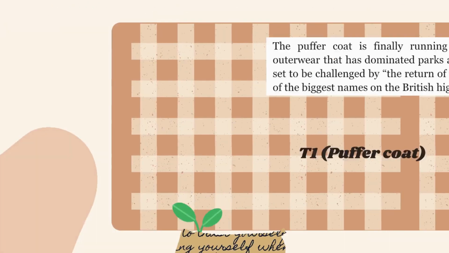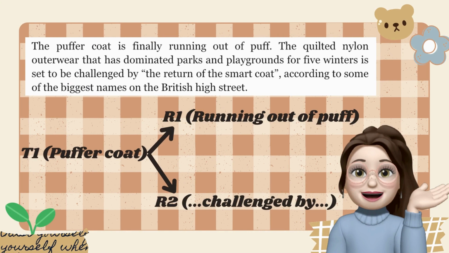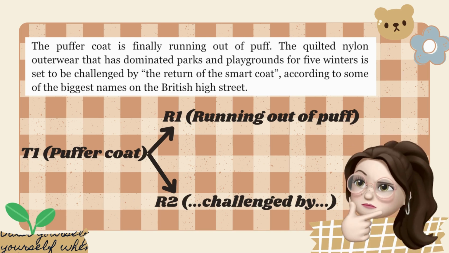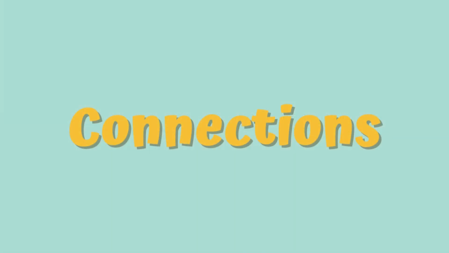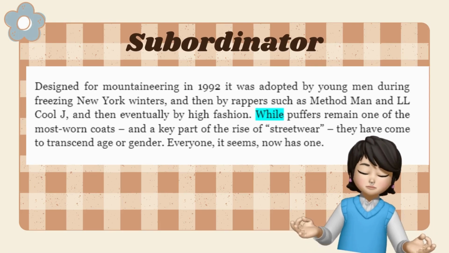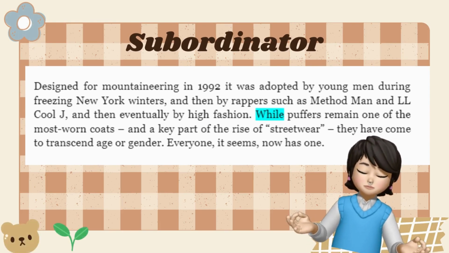new information. For example, in the first paragraph, the first theme is the puffer code, and the rheme is that this code is finally running out of puff. Then, in the second sentence, the theme is the same. Consequently, the second rheme is that this code is said to be challenged by the return of the smart code. Finally, regarding connections, this text uses the subordinator while to indicate time.